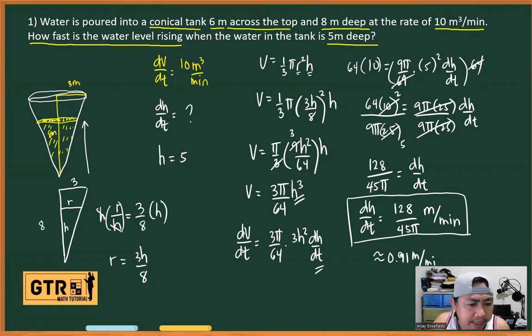So if the height is 5 meters, the water level is rising at 0.91 meters per minute. That is the rate when the water is poured at 10 cubic meters per minute. But the final answer is 128 over 45 pi. The approximation 0.91 is so that we can visualize it.